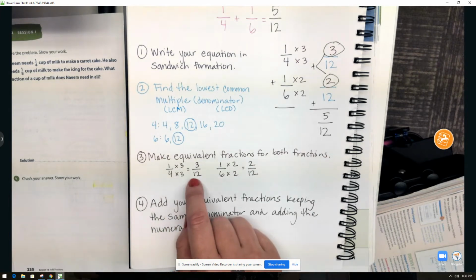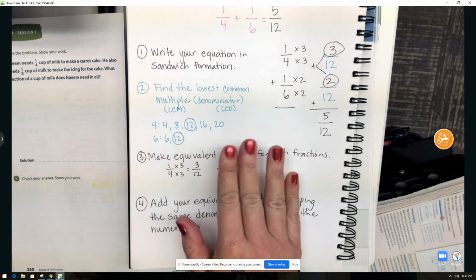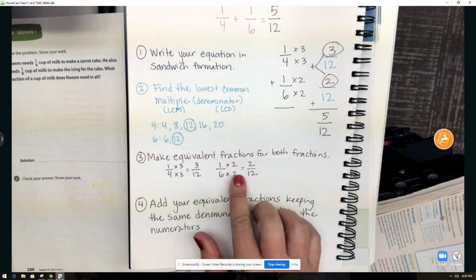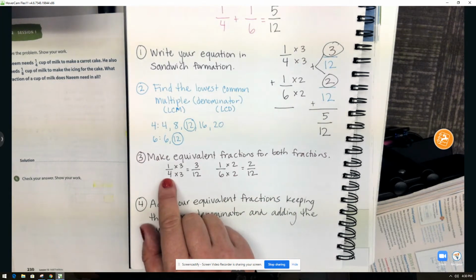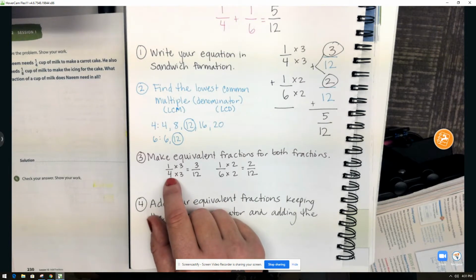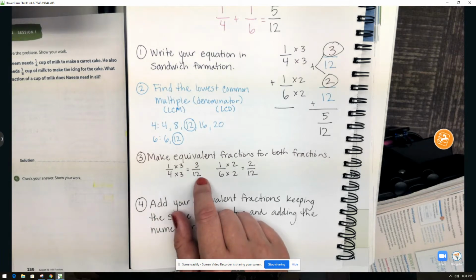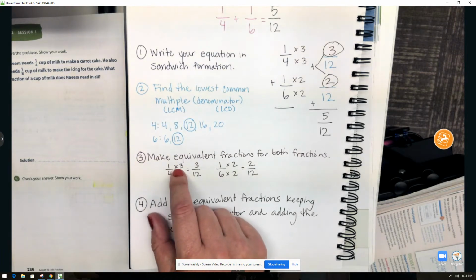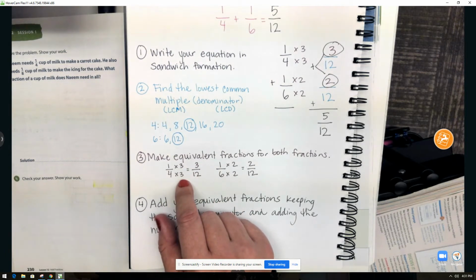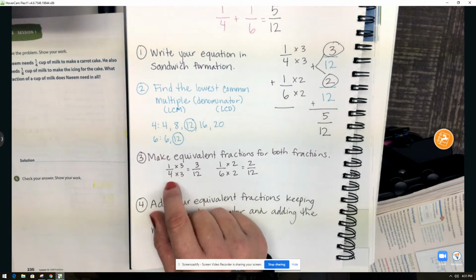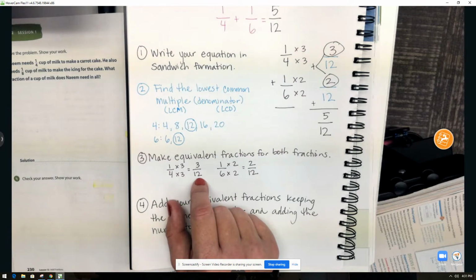Remember that we're really thinking about each fraction as its own part. We find equivalent fractions for each one separately. So 1/4, what do we multiply 4 by to get 12? We multiply it by 3. So 4 times 3 is 12. 1 times 3 is 3. Remember that we multiply the numerator and the denominator by the same number to keep them equivalent fractions.